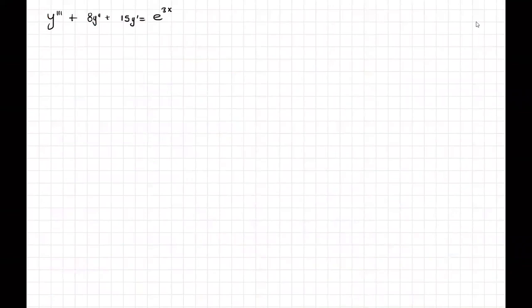Okay, so in this problem, we have y triple prime plus a y double prime plus a y double prime plus 15y prime equals e to the 3x.